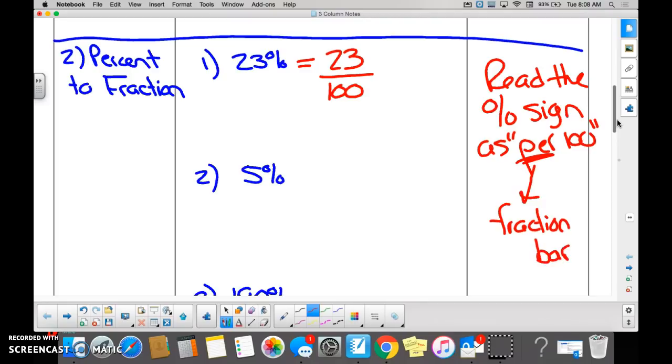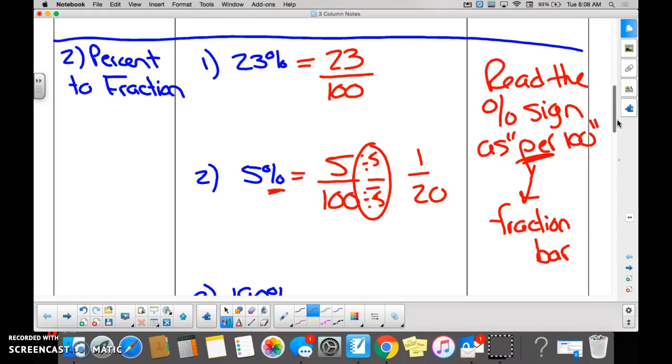All right. Number 2, 5%. We can write that as 5. The percent means per 100. So we write it as 5 over 100, which reduces down to 1 over 20 because 5 and 100 have a common factor of 5.